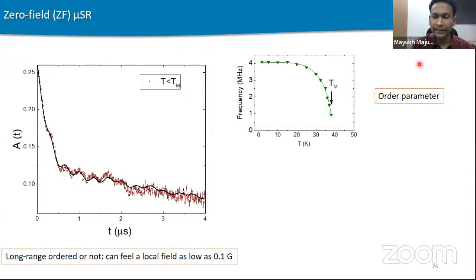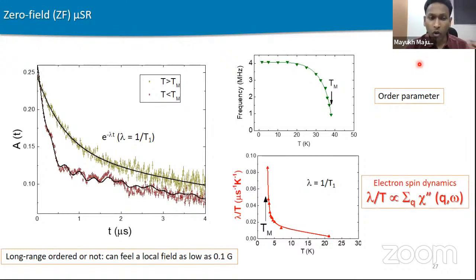Okay, so not only that, but also if you just consider a situation where you are in the paramagnetic state, where the system is not yet in the long-range magnetically ordered state, you see some kind of exponential relaxation of the muon polarization. And from there, one can estimate this lambda, that is nothing but the relaxation rate. So this lambda over T is actually proportional to the imaginary part of the dynamical spin susceptibility. Which means by probing this lambda over T, you are actually probing the electron spin dynamics in the system.